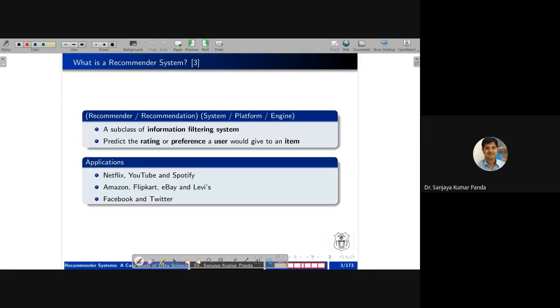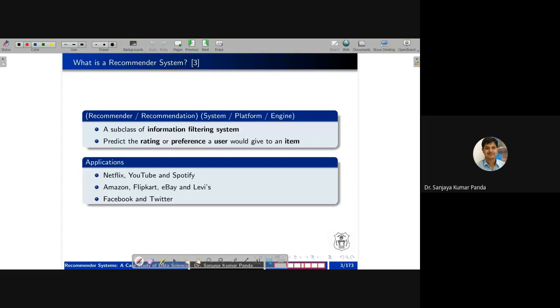So let us start with what a recommender system is. If you are new to this particular field, as you go through different articles and blogs, you will find some people refer to it as a recommender system, some say recommendation system, some say recommender platform, recommendation platform, recommender engine, or recommendation engine. All these terms are used interchangeably. You can say one or another, but the meaning is the same.